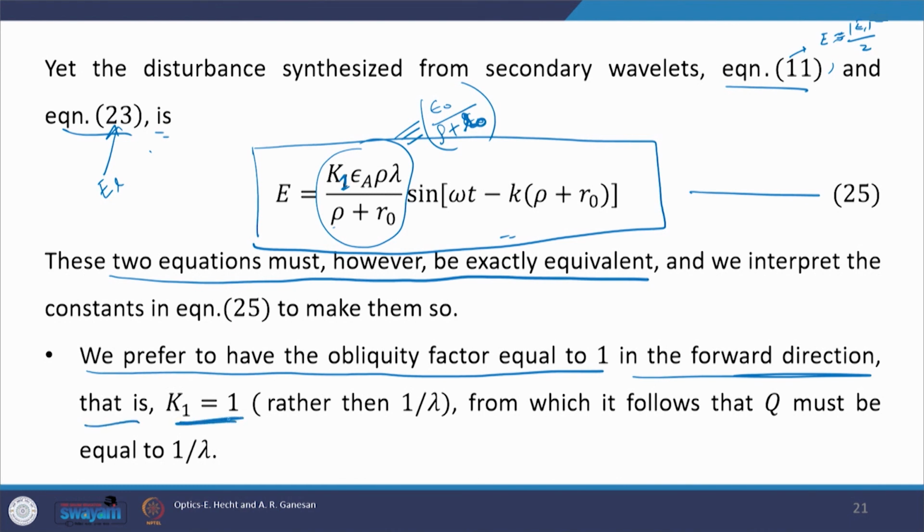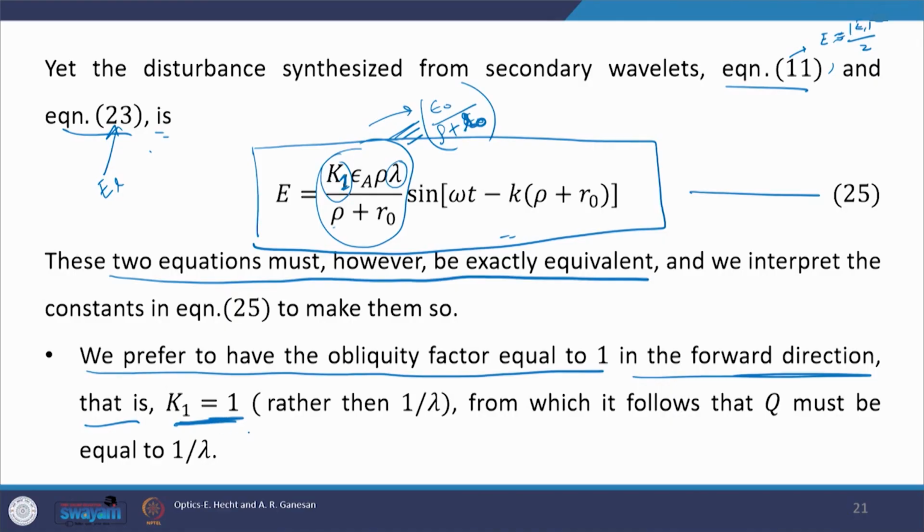Okay. If we put K1 is equal to 1 by lambda, then this lambda will go with K, and we would be close to the amplitude part of equation number 24. But we know that we are talking about E1 by 2, and for E1 theta is very small, therefore, K1 must be equal to 1. We cannot put K1 is equal to 1 by lambda just to adhere with this equivalence. Okay. From which it follows that the Q must be equal to 1 by lambda.